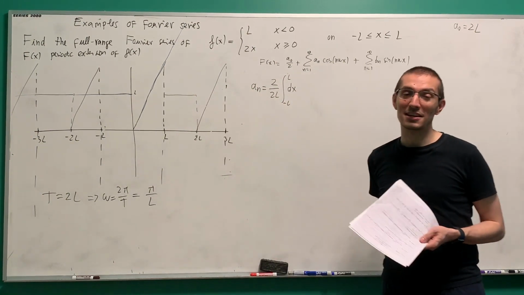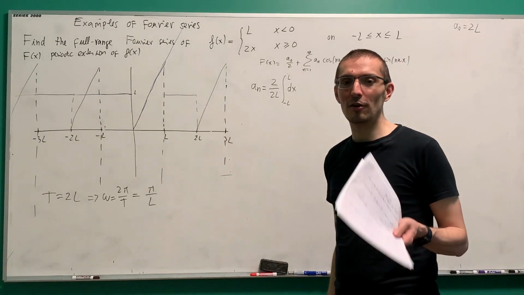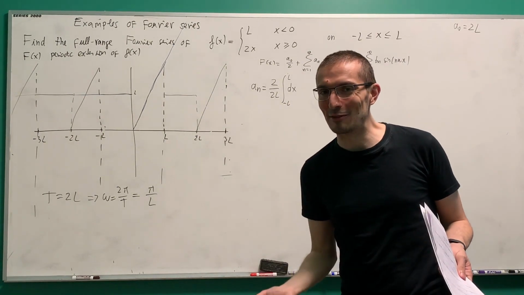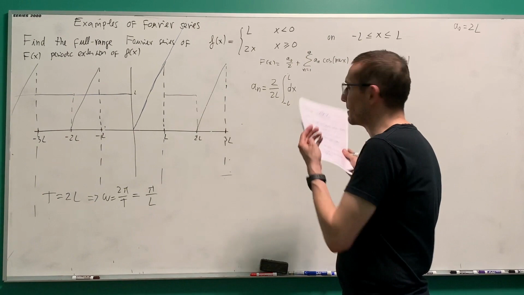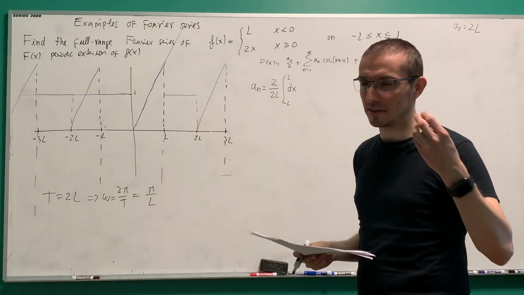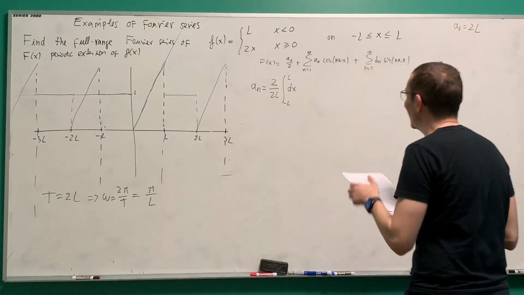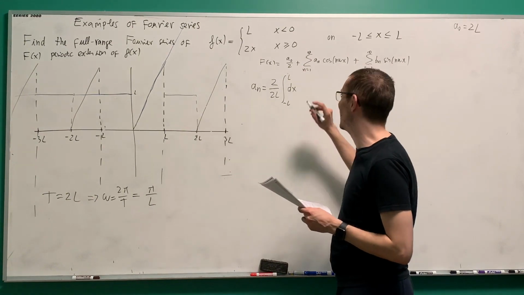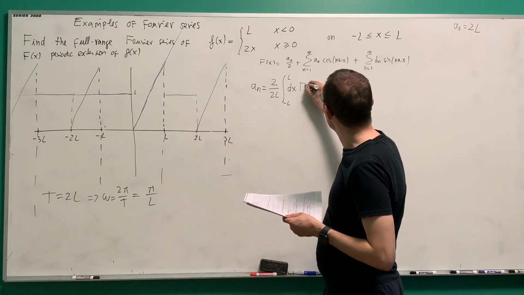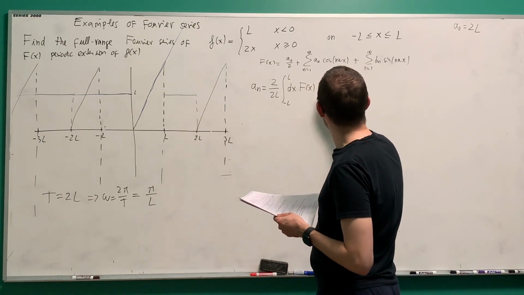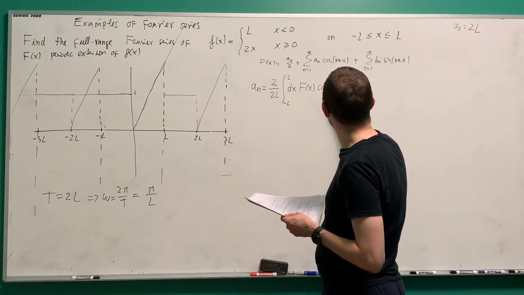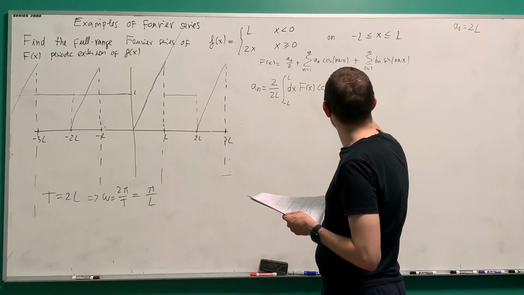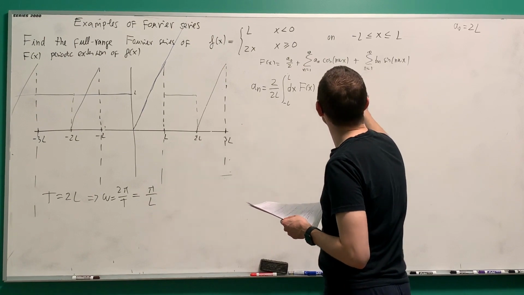I'm going to be writing the dx first. Get used to it, please. If you are not used to it yet, patience, my friends. It's a more convenient way of writing it. Trust me, it's a favor I'm doing you for the future. Please get used to it. That way I won't forget the dx. So this is f of x, and then we have the cosine of n pi over L x.